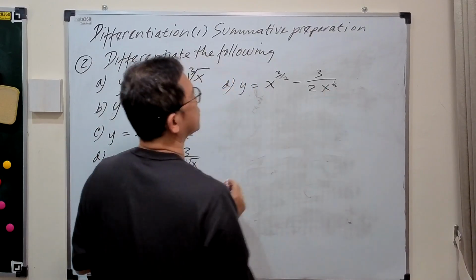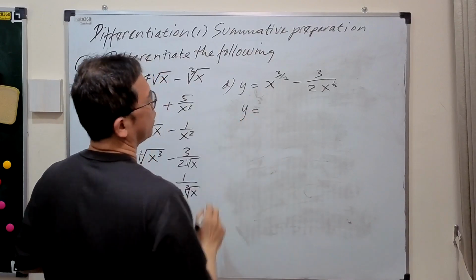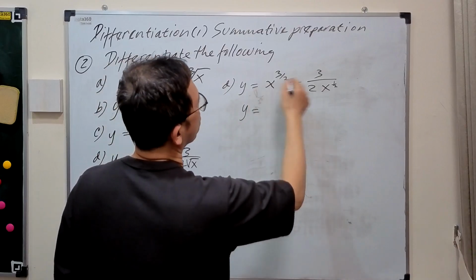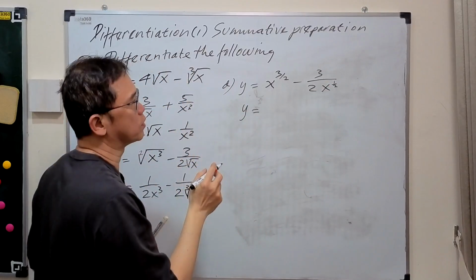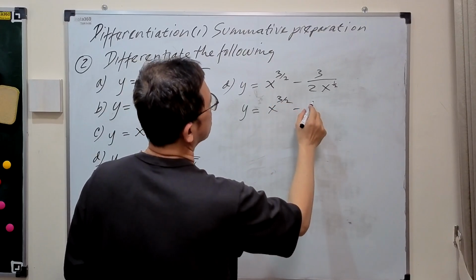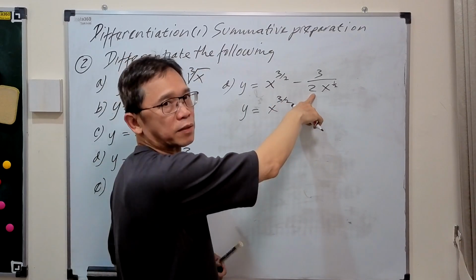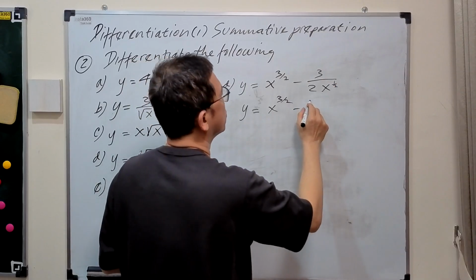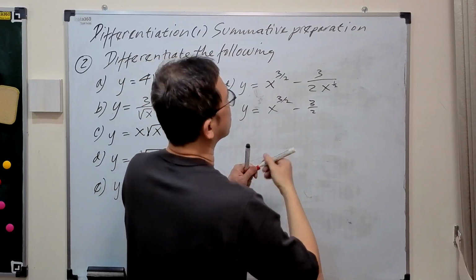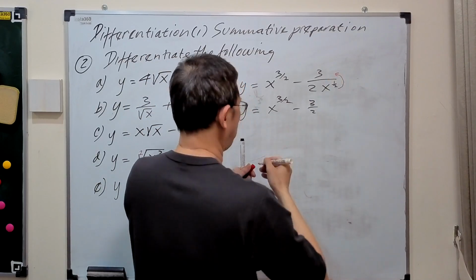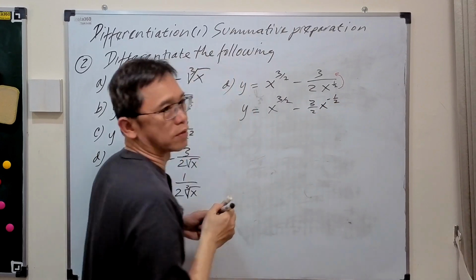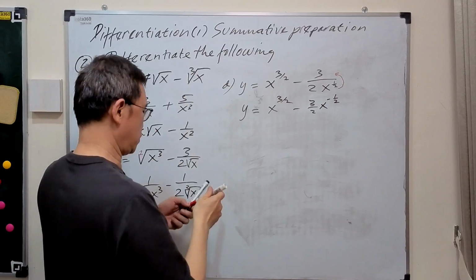We haven't yet done the differentiation because all of these terms are not ready yet to be differentiated. For x to the power of 3 over 2, the 2 still remains at the bottom, don't move it to the top. So this will be the fraction of 3 over 2. Then you can move the x to the power of half to the top. This will be x to the power of negative half. Now this expression is ready to be differentiated.